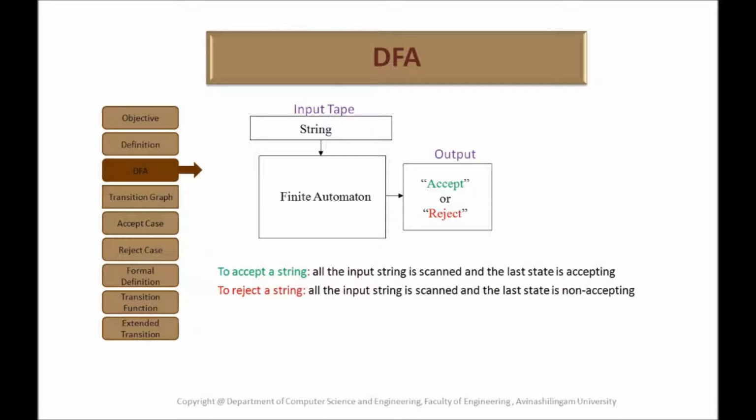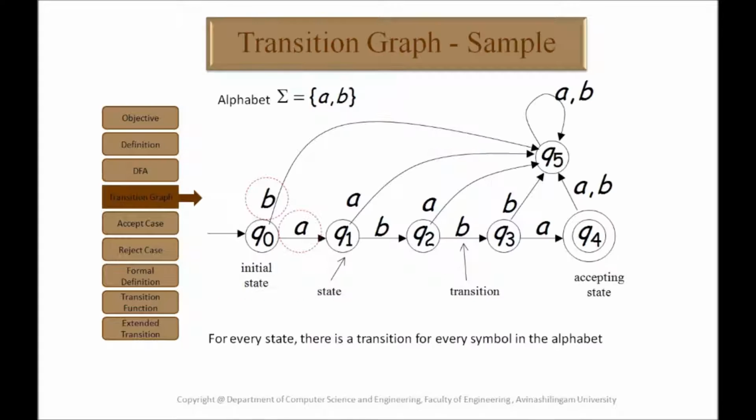Here we have a sample transition graph. The states are Q0, Q1, Q2, Q3, Q4 and Q5. The alphabet is A and B. Using the alphabet A and B, it moves from one state to another state. We call it a transition. Here we have only one transition for each input symbol. Q0 is considered as the initial state here. Q4 is considered as the final state or accepting state. For every state, there is a transition for every symbol in the alphabet.